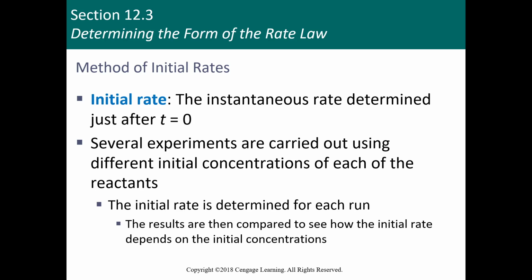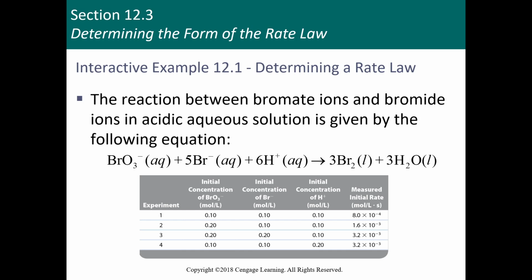And notice that these are going to be called runs so that you can differentiate them from the fact that you're running an overall experiment here. Okay? So the results are then compared to see how the initial rate depends on the initial concentrations. So what you'll do is you have your experiment, which has run 1, 2, 3, 4. For run 1, you started with 0.1 molarity of BrO3 minus, which is this reactant right here, 0.1 molarity of Br minus, which is this one right here, and 0.1 of H plus.